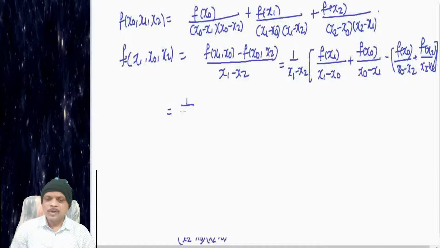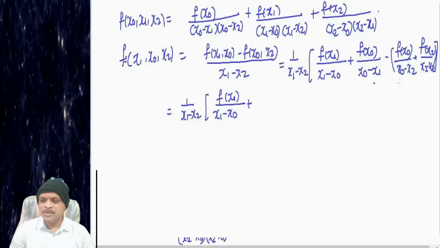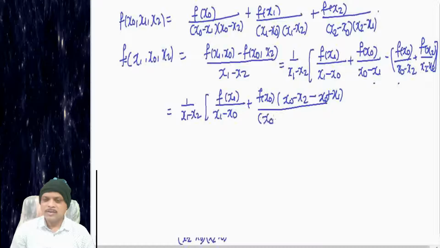Equal to 1 divided by x1 minus x2, in bracket, f of x1 divided by x1 minus x0 plus. Now from these two, let us take f of x0 as a common term, and take the LCM. So the LCM: x0 minus x2 minus x0 plus x1 divided by x0 minus x1 and x0 minus x2, and minus f of x2 divided by x2 minus x0.